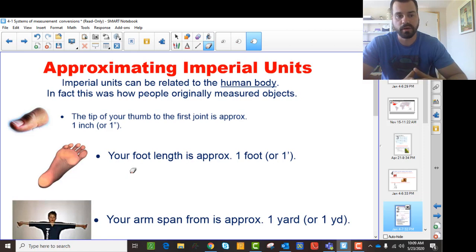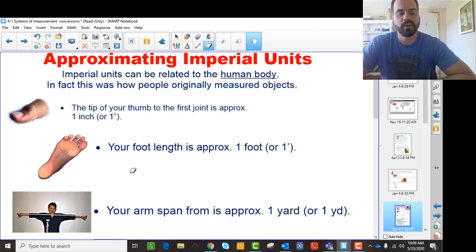Your foot is about a foot. It's not exact, obviously, but you're just approximating. And then your arm span is about a yard. So when you hold your arms fully out and you go from tip to tip, it's about a yard. Now again, some people have it longer than a yard, some people have it shorter than a yard, but that's the idea. And again, these imperial units were really related to the human body. That's what people originally measured things with.